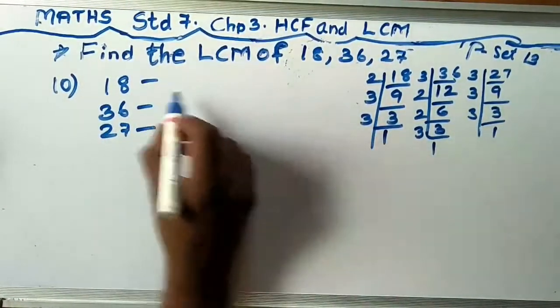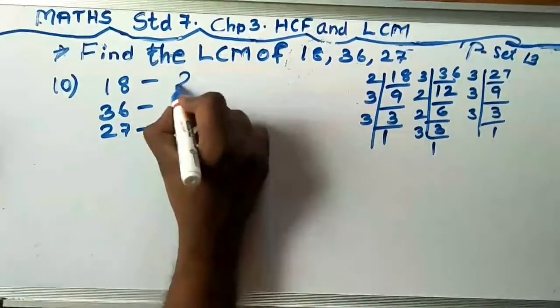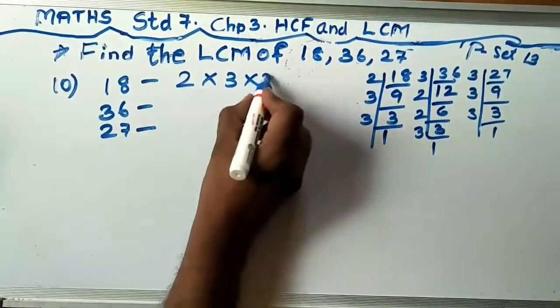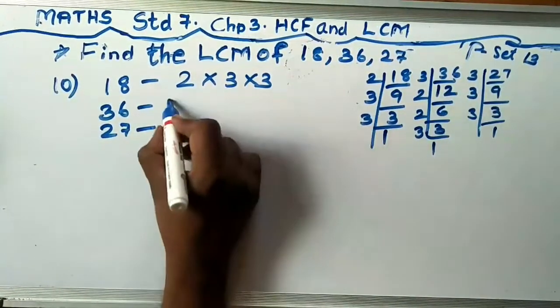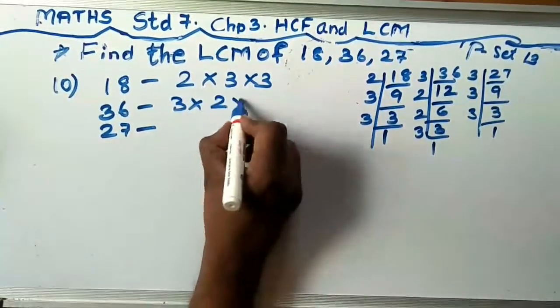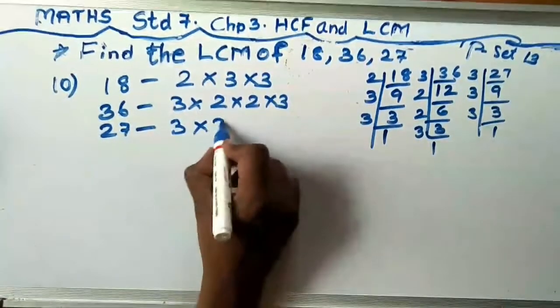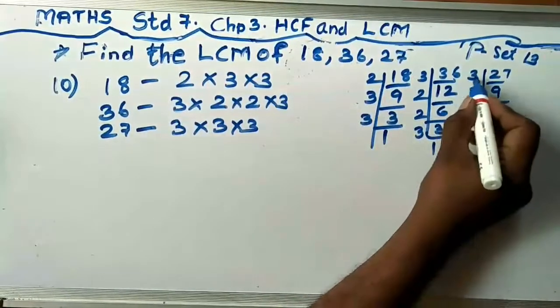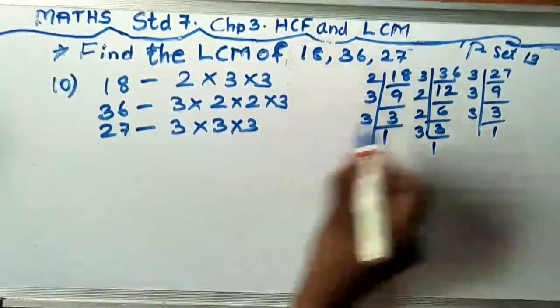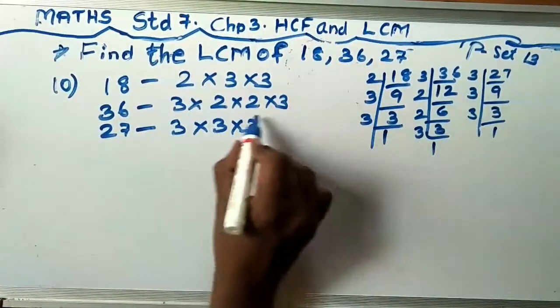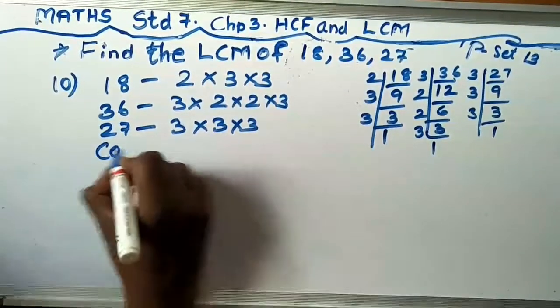So let us write for 18: 2 into 3 into 3. For 36: 3 into 2 into 2 into 3. For 27: 3 into 3 into 3. Let us find the first common factor.